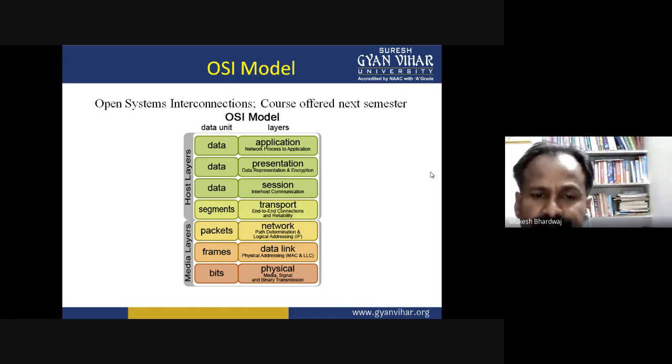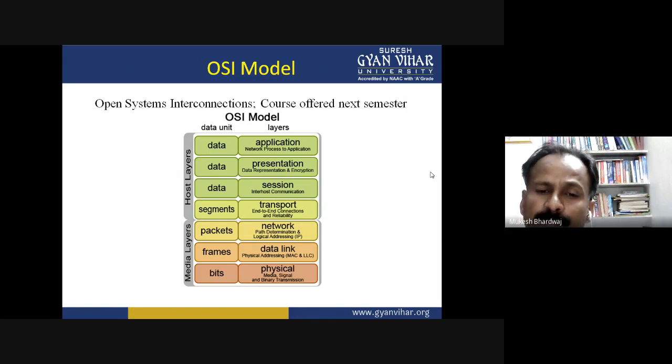This is a 7 layer protocol. The first four layers are known as host layers, and the last 3 layers are known as media layers. At the application layer, data is processed and synthesized. At the presentation layer, data representation and encryption take place. The third layer, the session layer, handles inter-host communication of the data. And the fourth layer, the transport layer, sets end-to-end connections and reliability, and then segmentation of the data takes place.